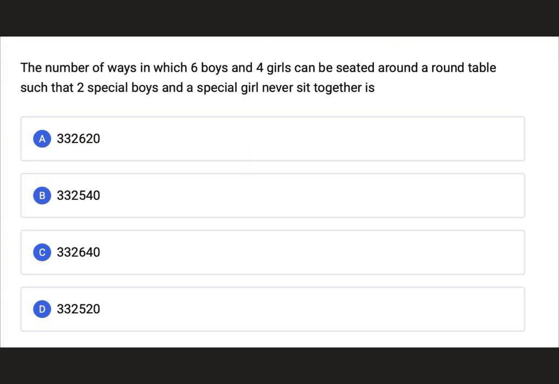Next question. Again, a very important question. Mark this as important. Try to solve it on your own and then look at the solution that I'm giving. The number of ways in which 6 boys and 4 girls can be seated around a table such that two special boys and a special girl never sit together.